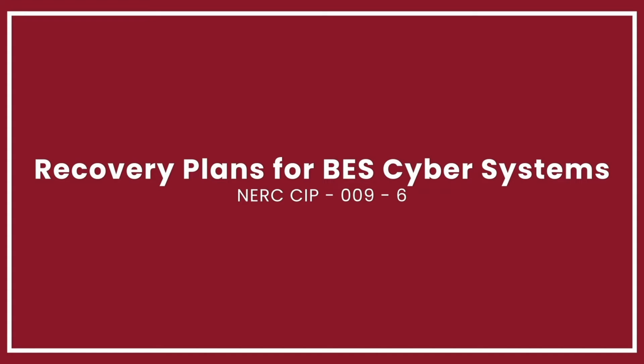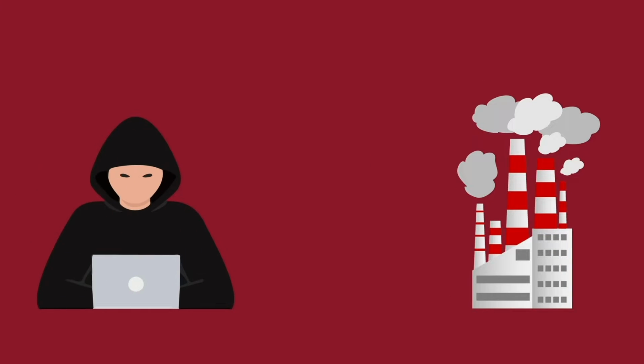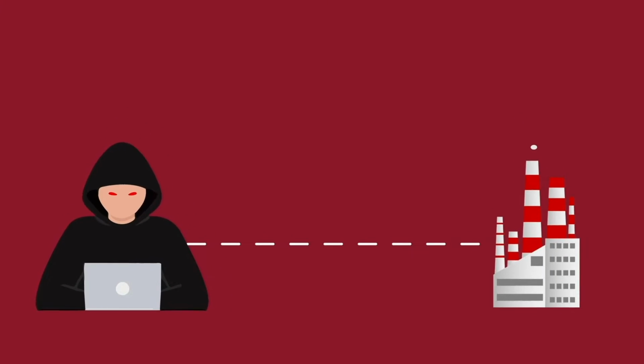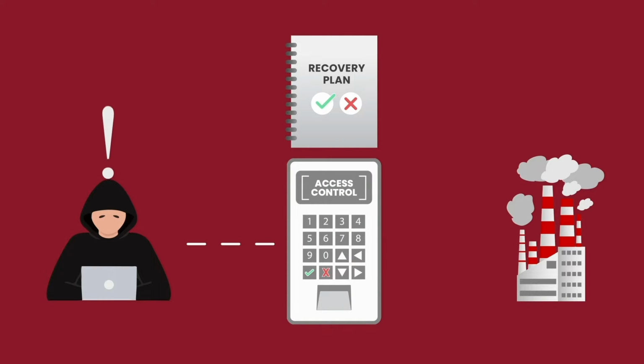Recovery plans for bulk electric systems cyber systems. Here, entities must find the best way to recover from a potential cyber incident that may impact the bulk electric systems. With this standard, entities must put in place a recovery plan and follow predetermined plans for business continuity and disaster recovery.